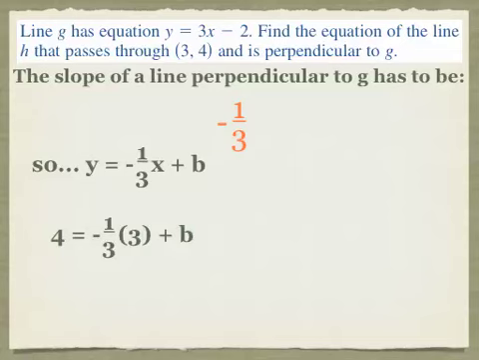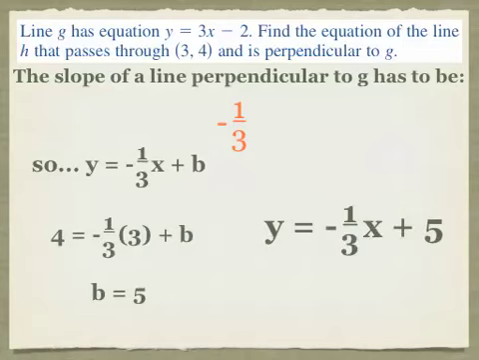-1/3 times a positive 3 is -1. So I need to add 1 to both sides, which gives me 5 equals b. I know the slope and I know the y-intercept, so I can write the equation y equals -1/3x plus 5.